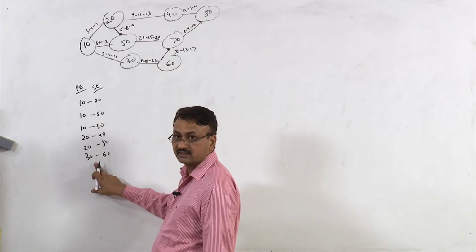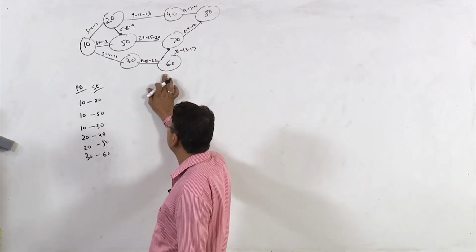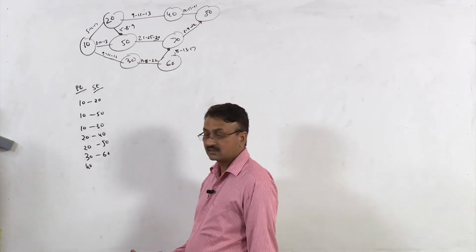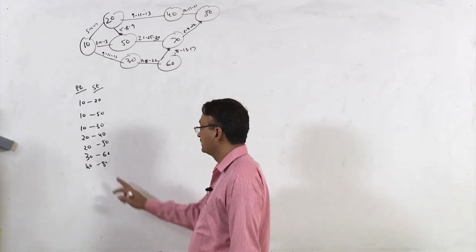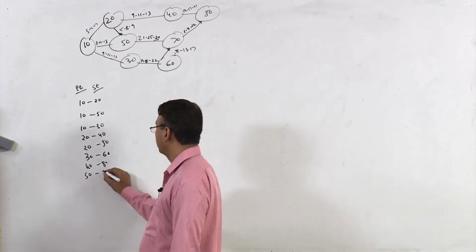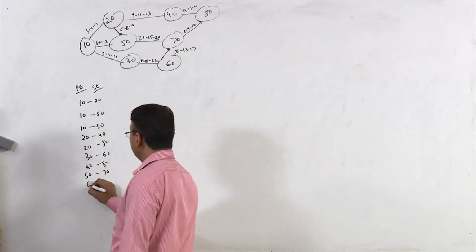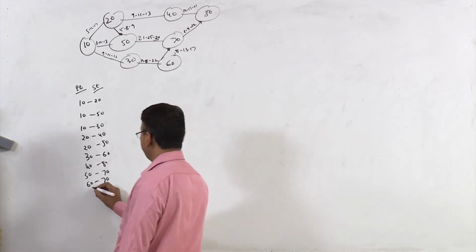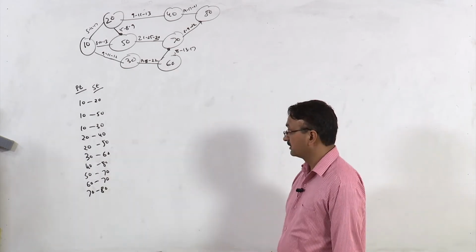The next is 30. What are the outgoing activities? Just one, right? 60. The next one is 40. What are the outgoing activities? 80, right? Then the next one is 50. What are the outgoing activities? 70, right? Then 60 to 70, and finally 70 to 80, right? Isn't it? It's very simple.